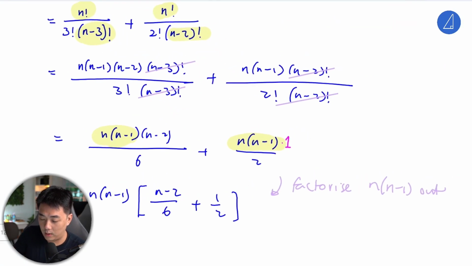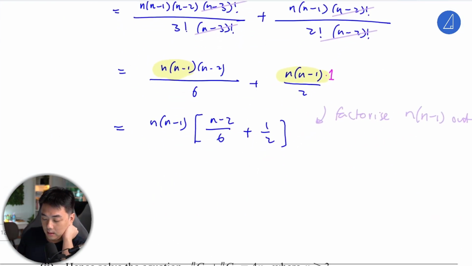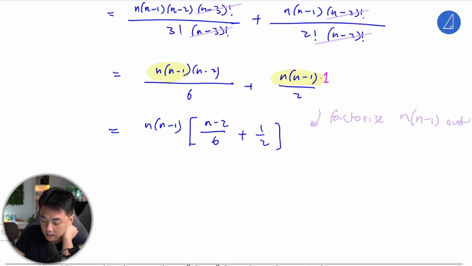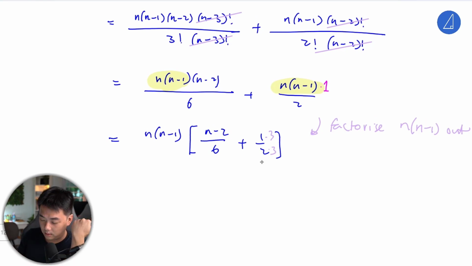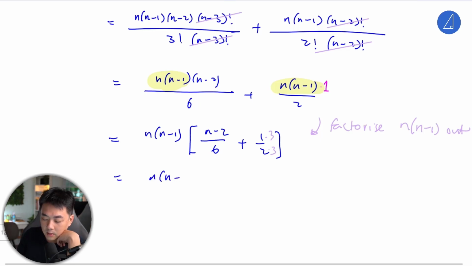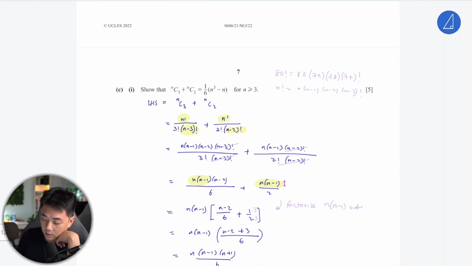Okay. There's 1. Then once done, I'm going to make it a common fraction here. Multiply by 3, multiply by 3, the 6. The LCM between 6 and 2 is 6. So in this case here, n minus 1, n minus 2, 6 plus 3. Okay, what we get is n minus 1, n plus 1, over 6. So there you go. We need to show this.